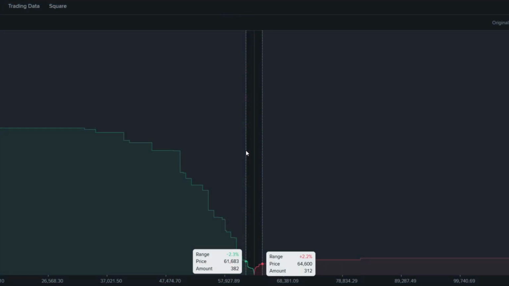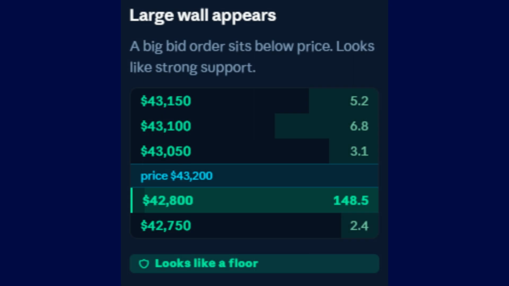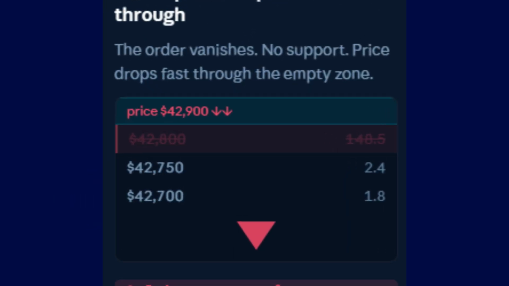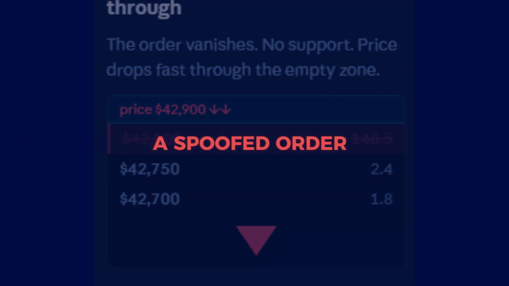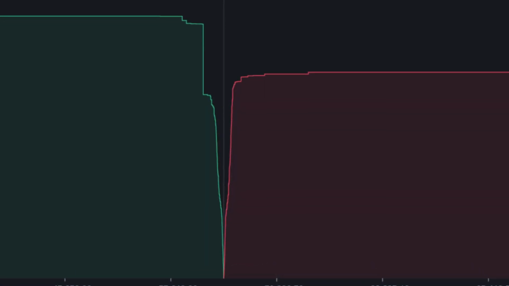But here's one thing to keep in mind about walls. They don't always hold. Sometimes, a large order is placed to create the illusion of support and pulled before price ever reaches it. It's called a spoofed order. You don't need to master that concept right now. Just know that a wall is useful information, not a guarantee.